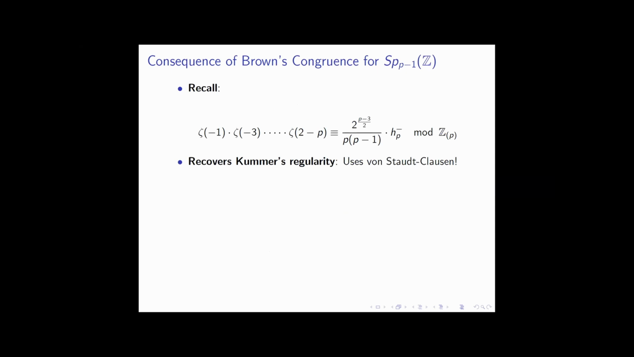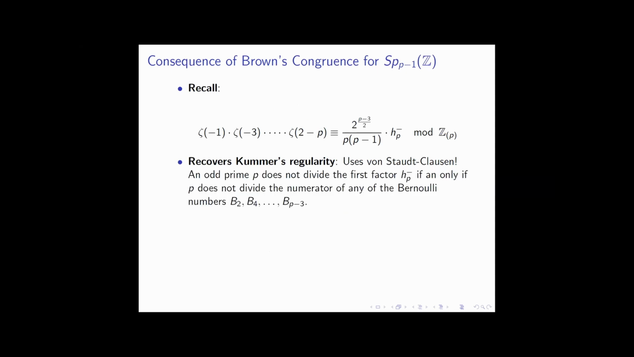This recovers Kummer's regularity. So again, it uses this von Staudt-Clausen theorem I was talking about. Now, Kummer's regularity says the following thing. An odd prime does not divide the first factor h_{p}^- of the class number only if it does not divide the numerator of any of these Bernoulli numbers. I intentionally skipped the p minus 1 because that's exactly taken care of by von Staudt-Clausen. I can remove that, and then I only care about these.